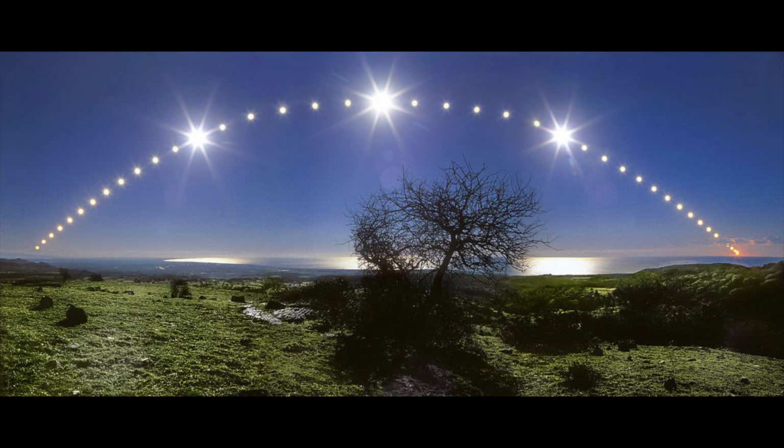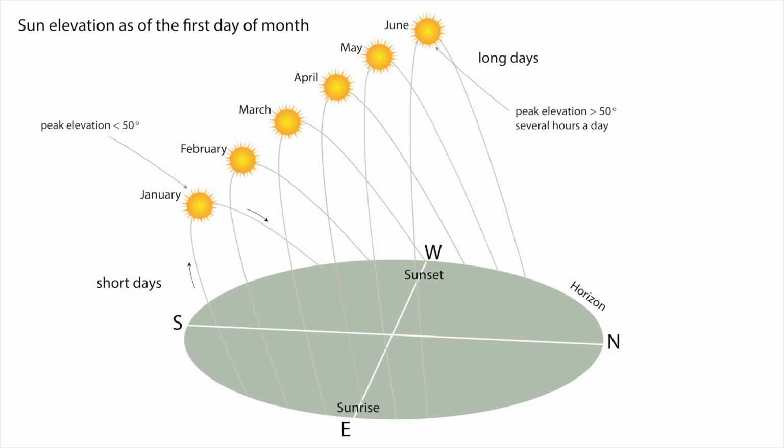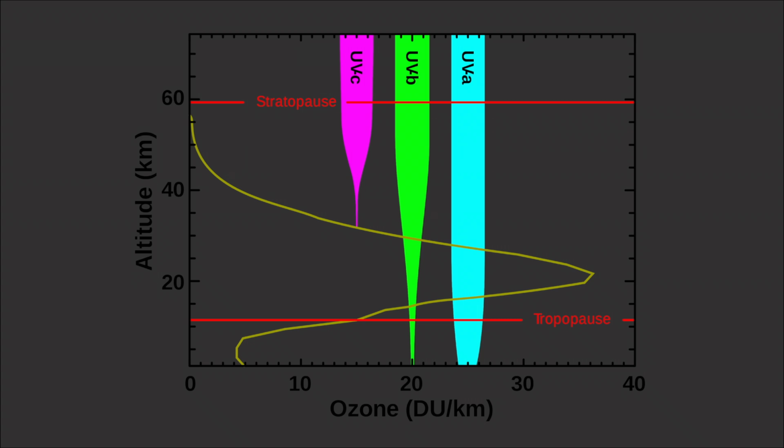Throughout the day, as the Earth rotates, the sun's angle in relation to the horizon changes. In the northern hemisphere, the sun's path is longer in the summer months and reaches greater angles of elevation, which translates into longer days and greater intensity of ultraviolet rays. While UVA rays are always present during daylight hours, and UVC rays are blocked by the ozone layer, the presence of UVB light varies as a function of the sun's angle.